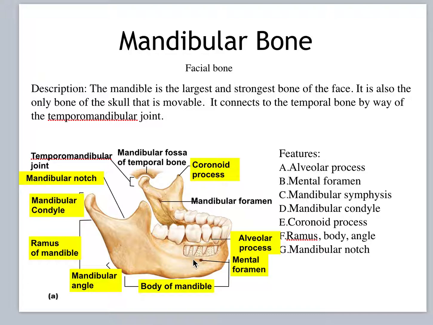There's a mental foramen, which is in the middle. Mental means chin. And the lower jaw has an alveolar process where the teeth are embedded as well. You just need to be familiar with these different parts of the mandibular bone.